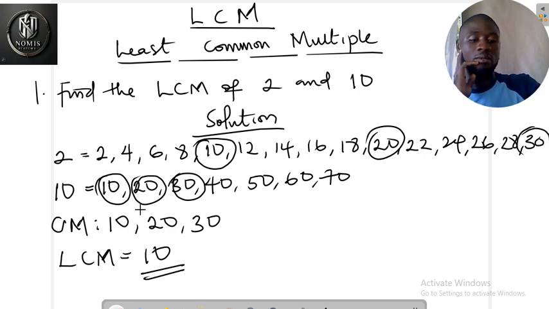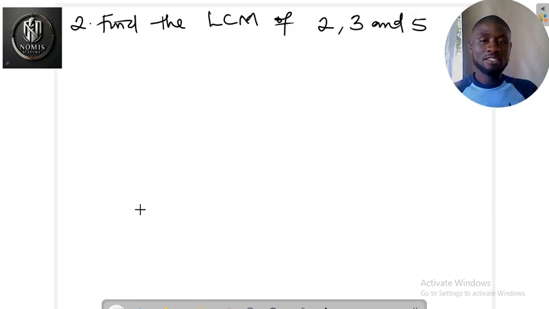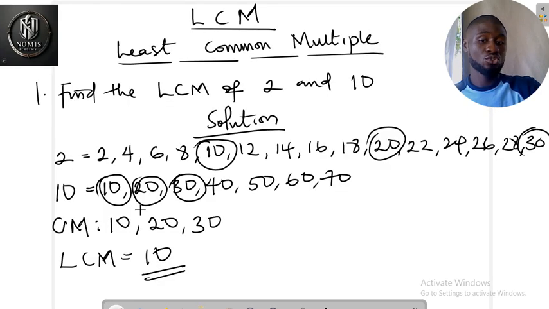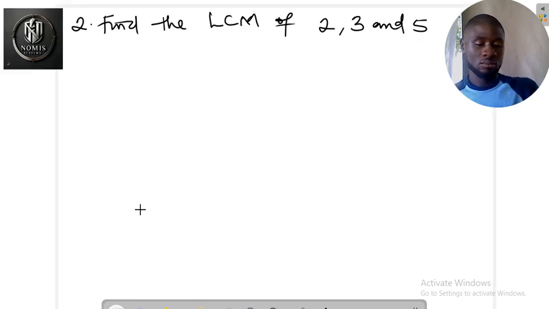So let's take another example. Now in this case, we have to find the LCM of 3 different numbers. Remember that the previous example was just 2 numbers and it was easy. Then how do we do this? Still the same process. Let's get into the solution.